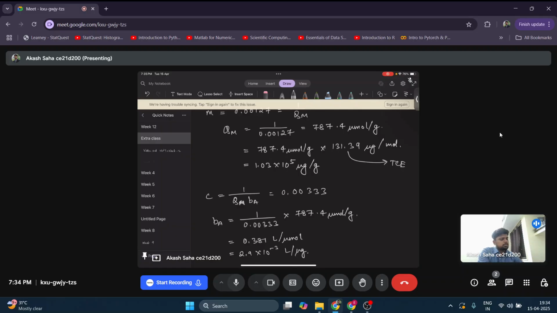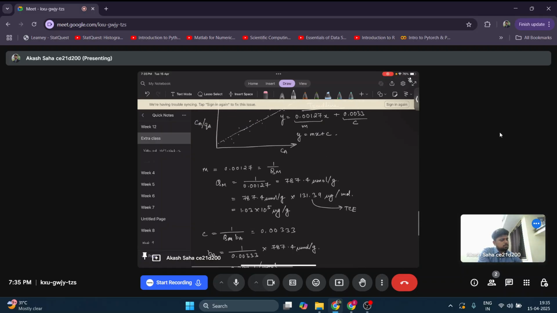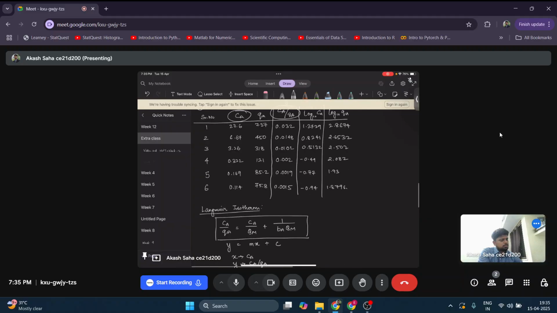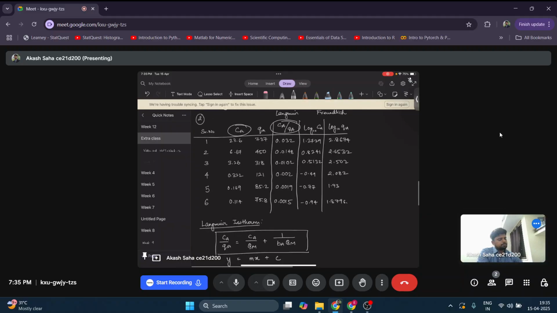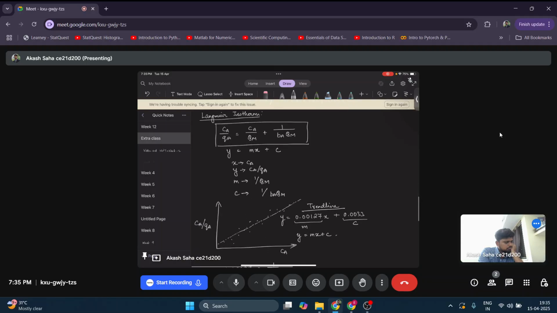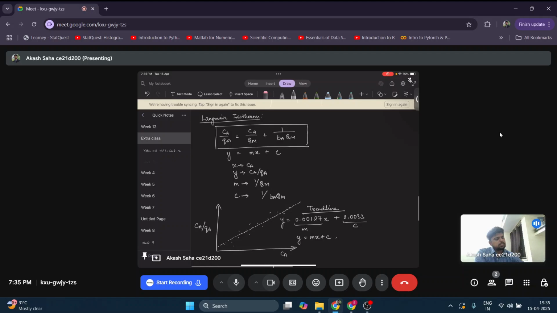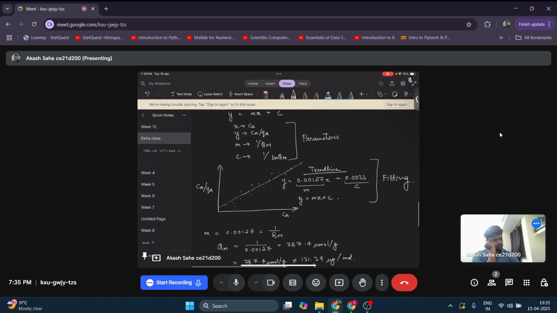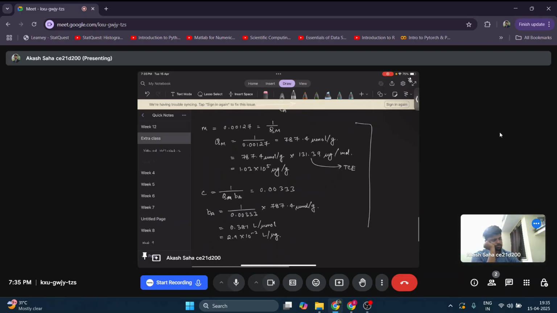Just go through it once again. This is the basic equation. Here are all the parameters. This is the fitting of the curve, and then the values.